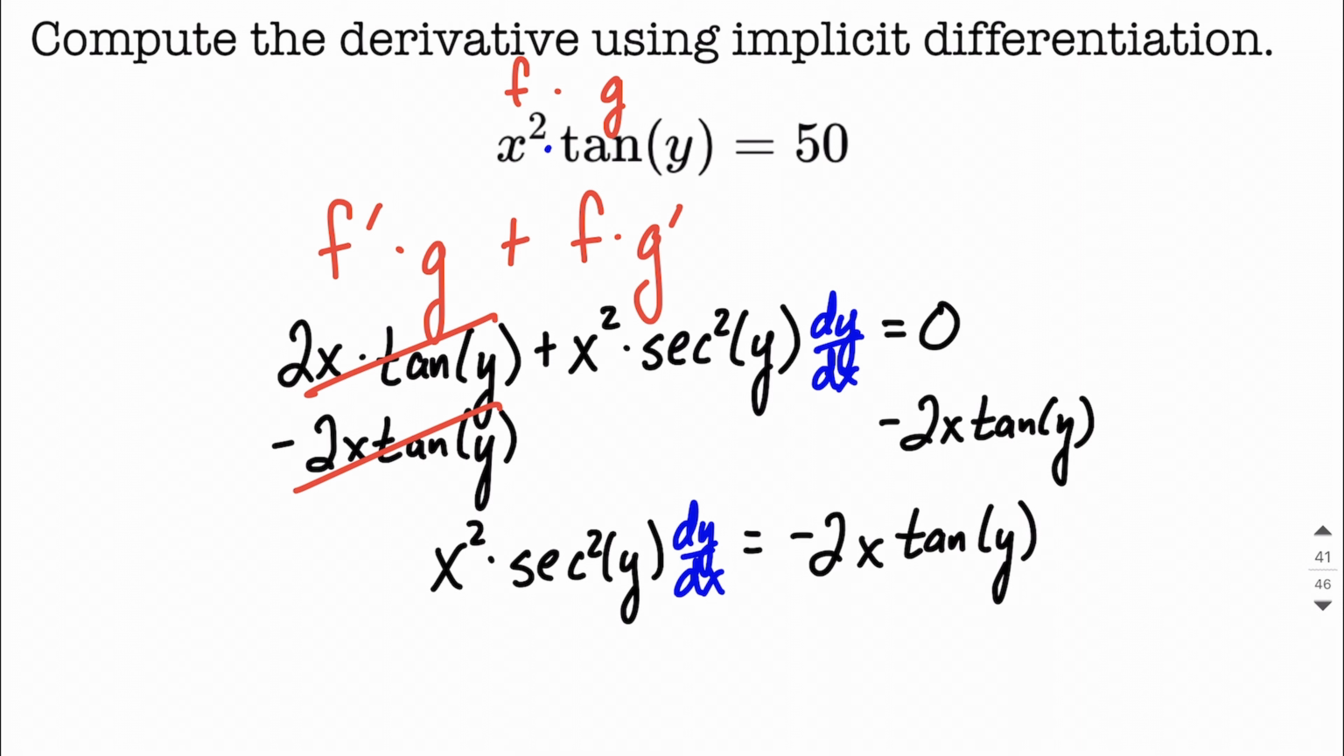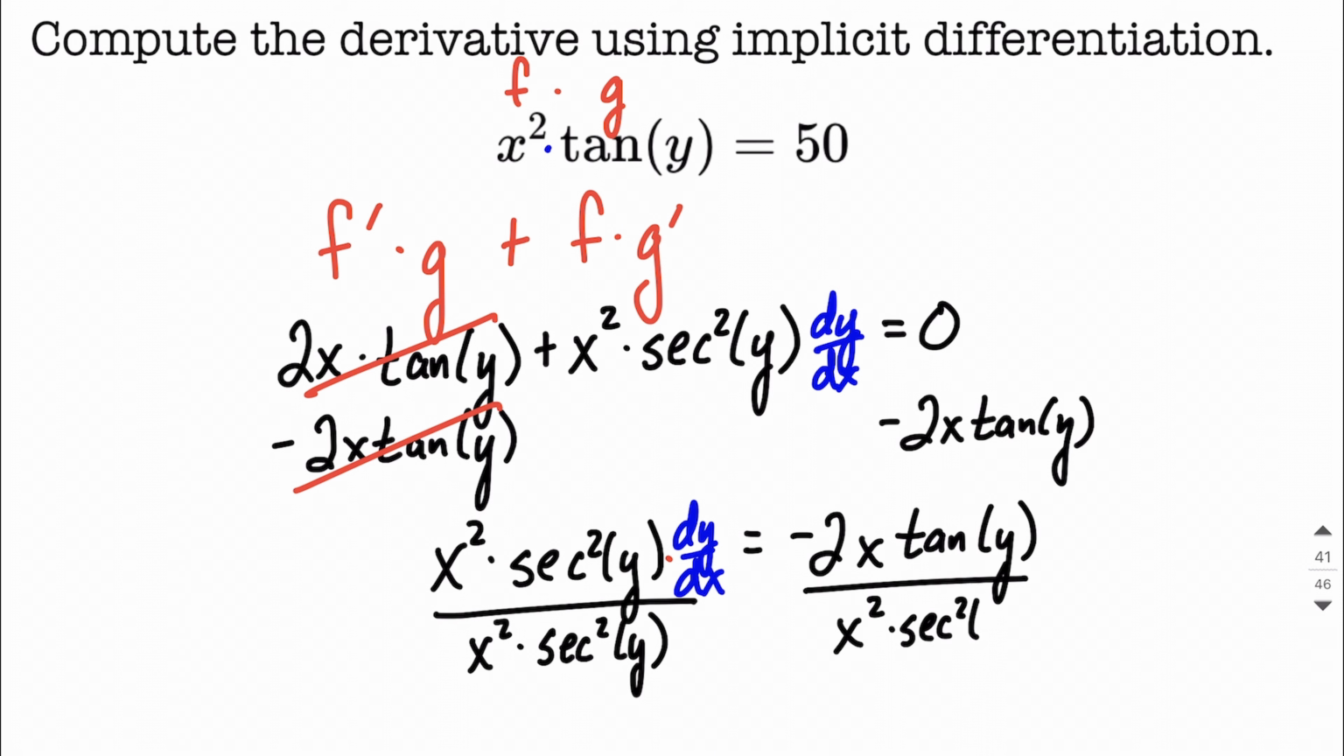And to get the dy dx on one side all by itself, you should note that it's connected with everything else on the left-hand side with a multiplication. So all we have to do is divide both sides by x squared and by secant squared y, and we'll have our dy dx on the left-hand side all by itself.